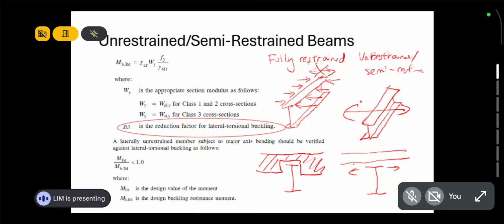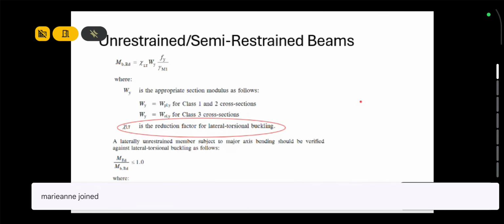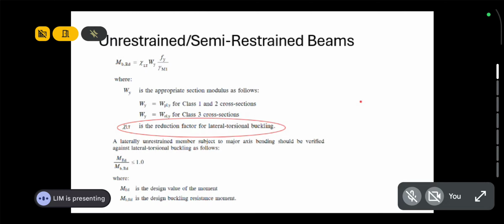Okay, so any questions between fully restrained and semi-restrained? Or you know what it means now? Faham? Yes, clear. Okay, all right.